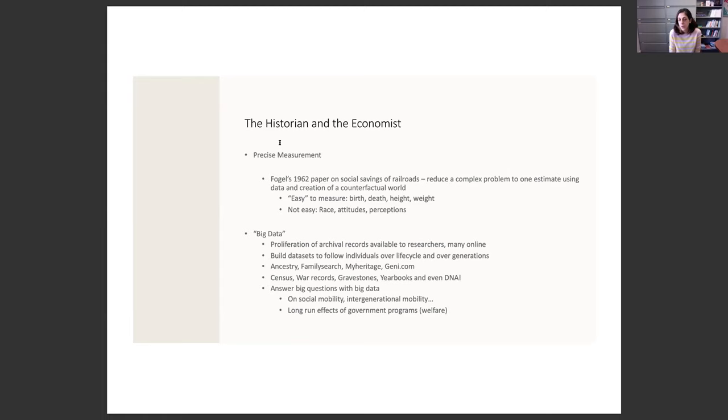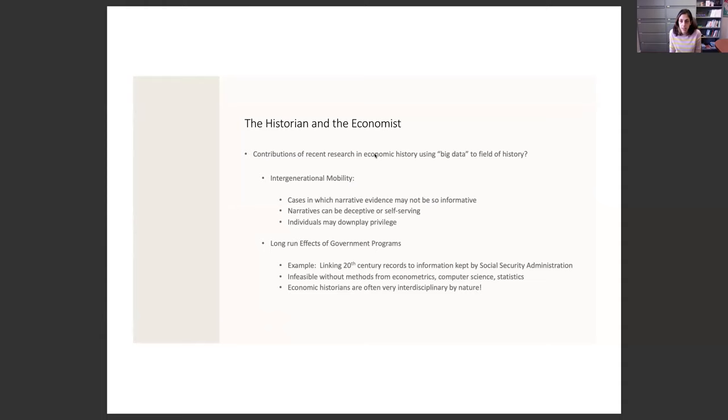They include an unbelievable amount of information, from census records to war records, gravestones. You know, you could follow somebody from birth all the way till death and then find their children and grandchildren. You can see in yearbooks if they were voted most likely to succeed. You can get an incredible amount of information on people. And so this has led us to be able to answer really big questions, like questions about factors that influence social mobility, questions on intergenerational mobility, right? Questions on these really long-run effects of government programs, which is something that I'm interested in these days.